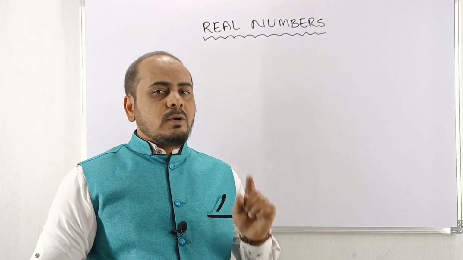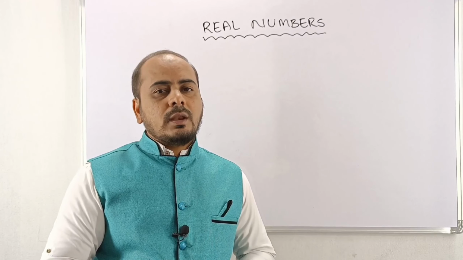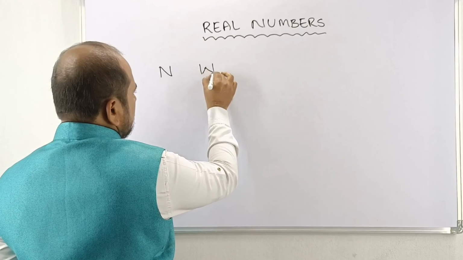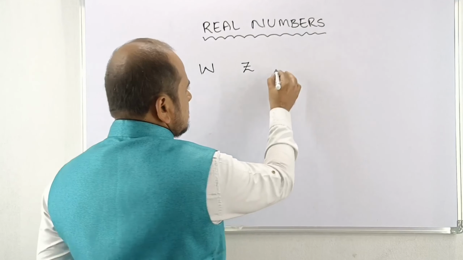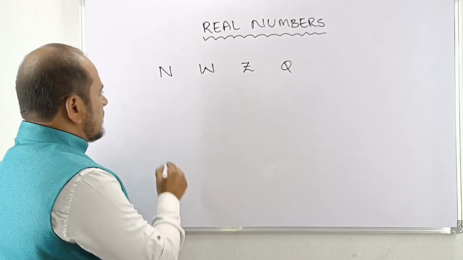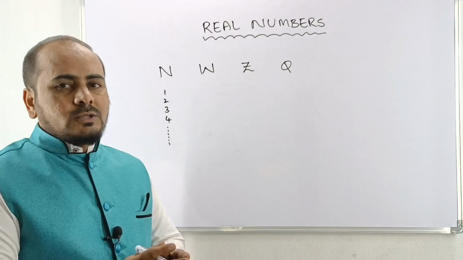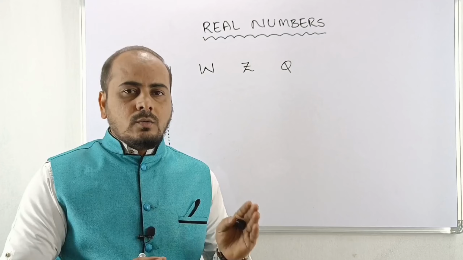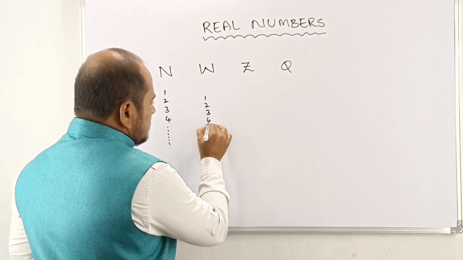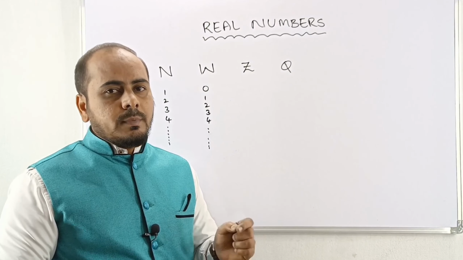First of all, we shall discuss the definition of real numbers. Actually, what are the real numbers? Before going to know about the real numbers, just take a look at these numbers, my dear: natural numbers, whole numbers, integers, and then rational numbers. Let us see what these numbers are. 1, 2, 3, 4 and so on. Whatever numbers we naturally count are called natural numbers. Along with these natural numbers, if we take 0, then these are called whole numbers.